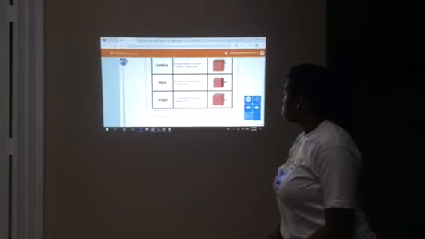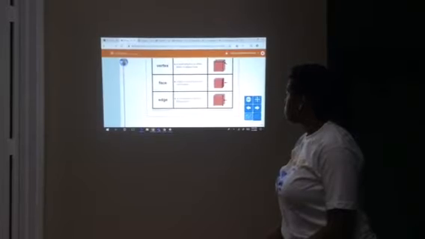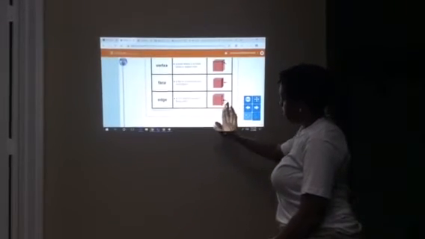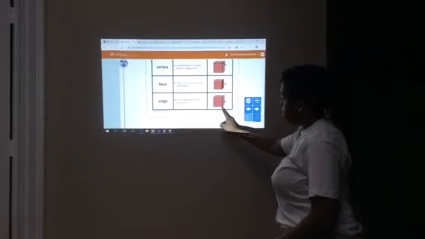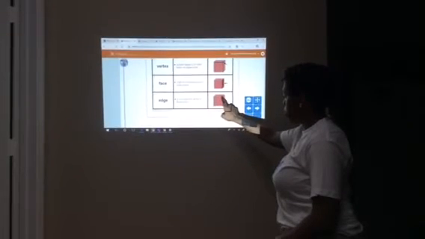Edge. A line segment where two faces meet. So basically, this face and this face are coming together, and that's what creates an edge. So this would be an edge. This would be an edge.